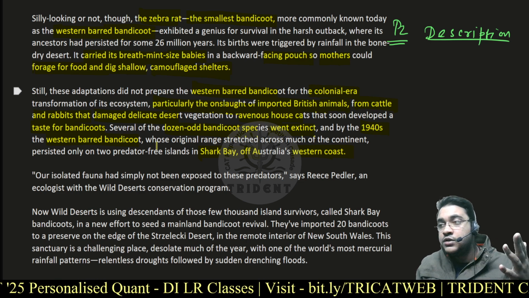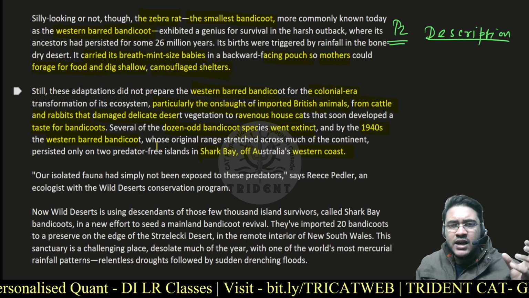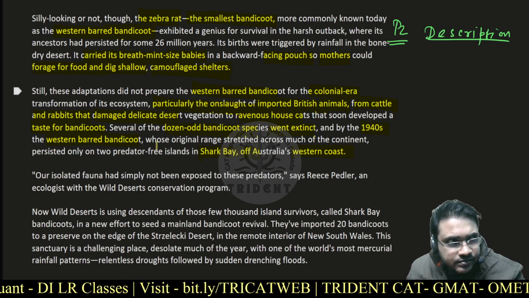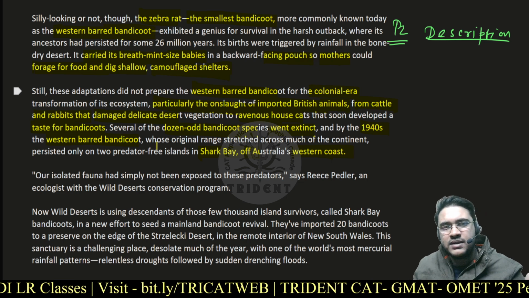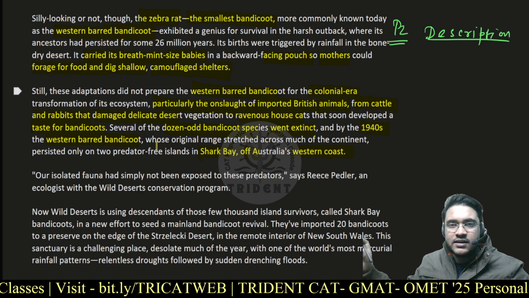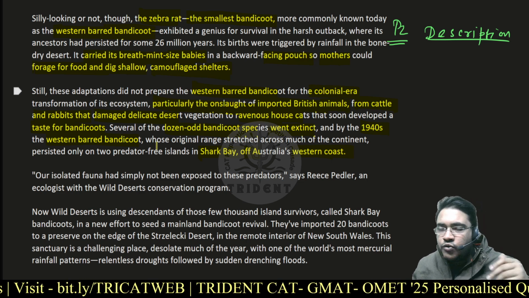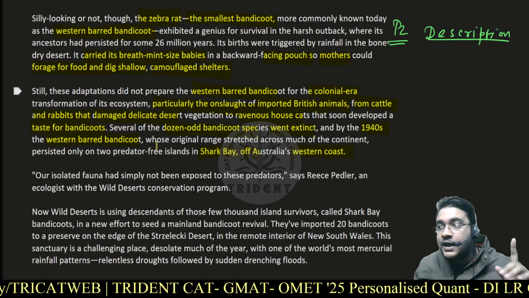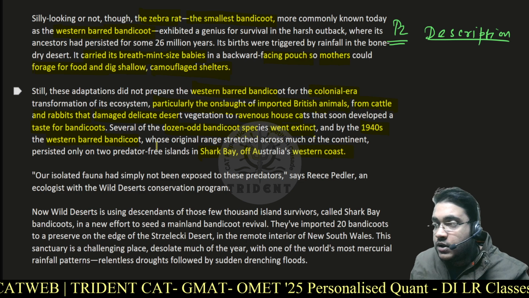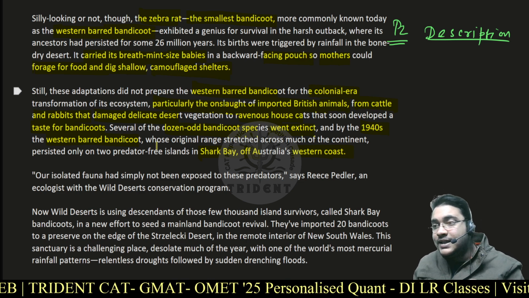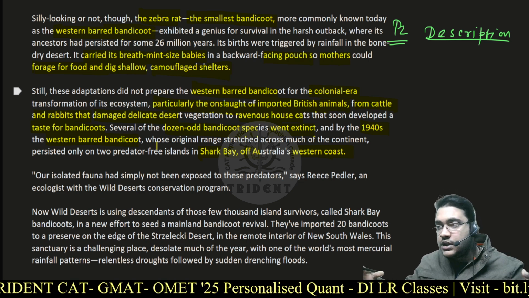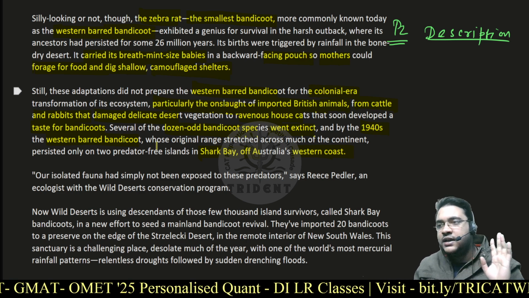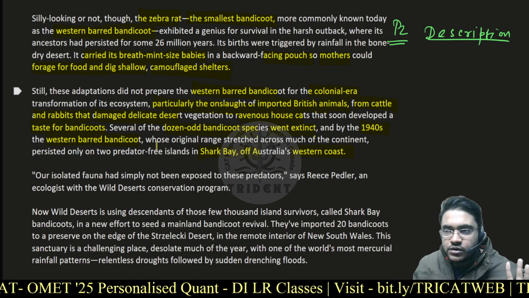The dozen odd bandicoot species. There were many bandicoot species. So you can understand it like there are several types of primates: there is a monkey, there is a chimpanzee, there's a gorilla. So these are the different types of species, right? So many of the species, the dozen odd bandicoot species, went extinct, and the one that we are particularly talking about, the western barred bandicoot, which stretched across much of the continent, persisted now only on a predator-free island in Shark Bay, on the western coast of Australia.